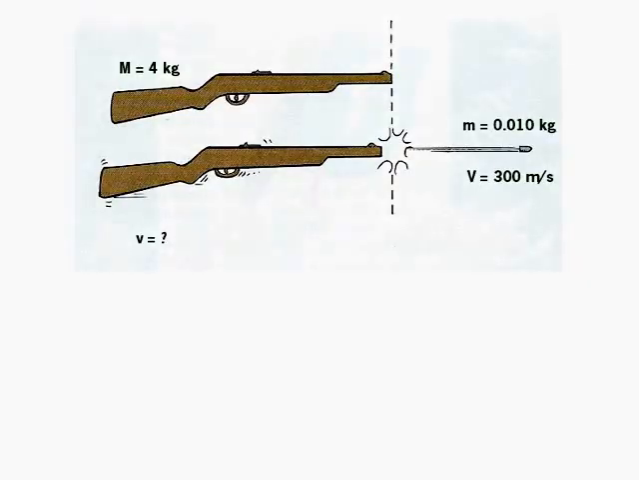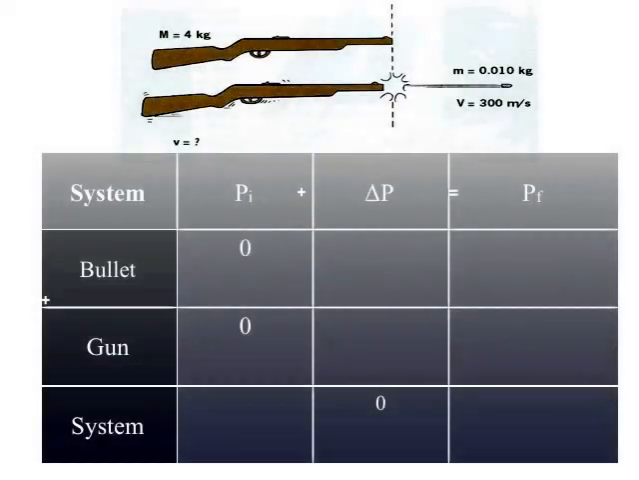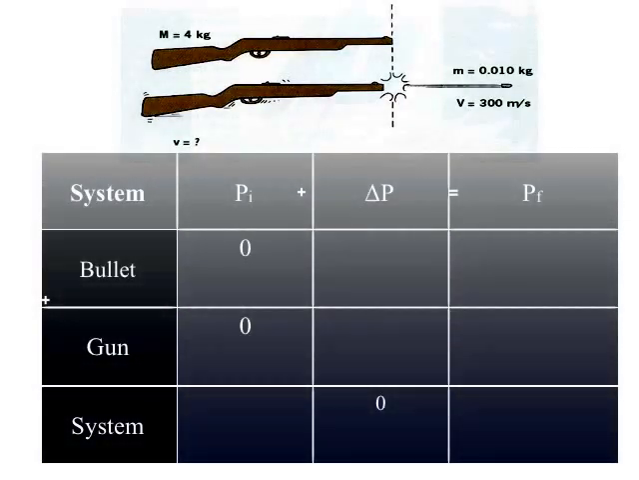For example, a rifle shoots a bullet. The rifle and the bullet are initially at rest. Then the bullet is fired. This 10-gram bullet is fired with a final velocity when it leaves the rifle of 300 meters per second. What is the velocity of the 4-kilogram rifle after the shot? Let's fill in a momentum table to play momentum Sudoku.